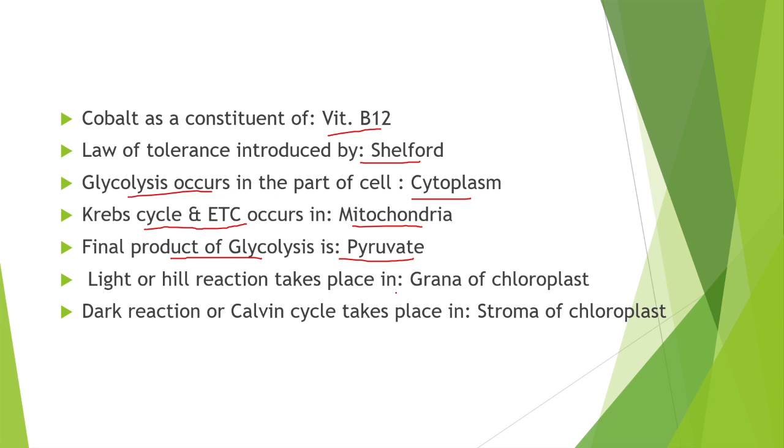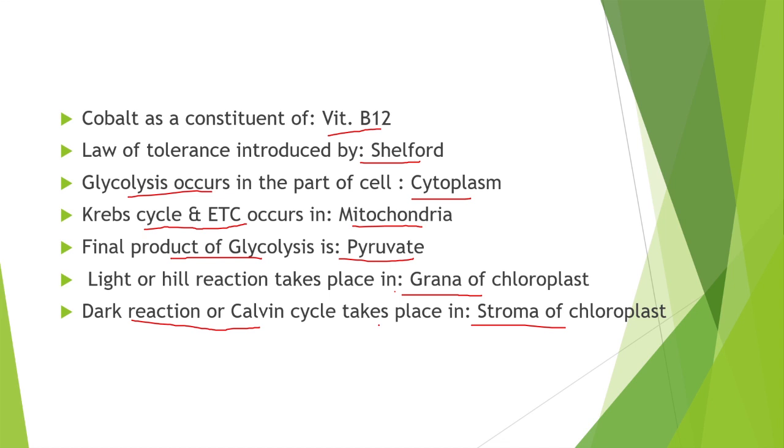Next point is the light or Hill reaction takes place in the grana of chloroplast. Grana is a structure which is formed by pile of thylakoids. And the part which is surrounded by this grana is called as stroma of chloroplast. Dark reaction or the Calvin reaction takes place in the stroma of chloroplast.